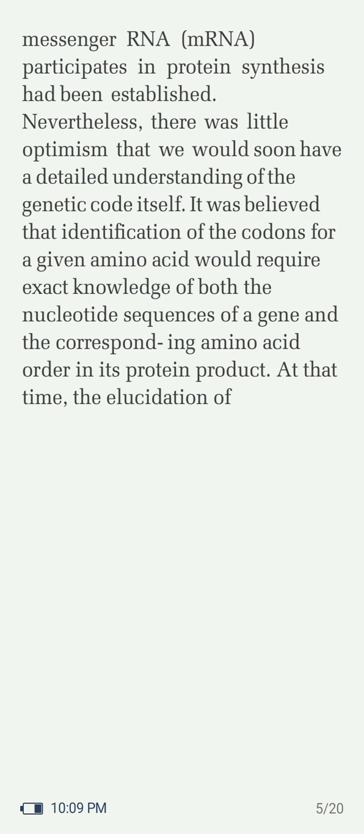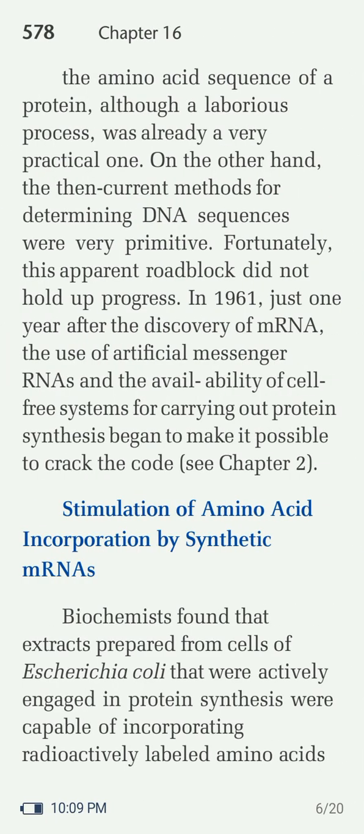It was believed that identification of the codons for a given amino acid would require exact knowledge of both the nucleotide sequence of a gene and the corresponding amino acid order in its protein product. At that time, the elucidation of the amino acid sequence of a protein, although a laborious process, was already a very practical one. On the other hand, the then current methods for determining DNA sequences were very primitive.